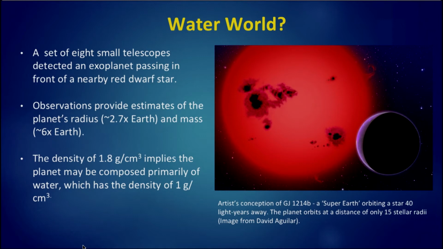A set of small telescopes was used to detect an exoplanet transiting in front of a nearby red dwarf star. The aside here is that not only are we looking for planets around sun-like stars, but we're also looking for planets around dwarf stars. Recall that most of the stars in the Milky Way galaxy are actually red dwarf stars. So if you restricted your viewing to sun-like stars, that's less than 10% of the population.